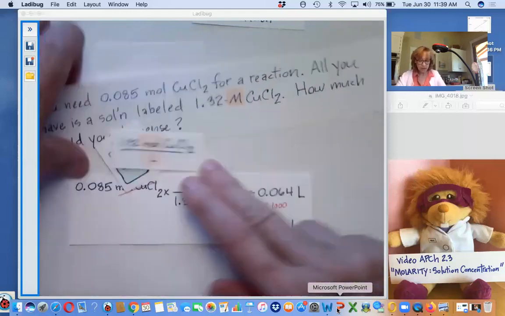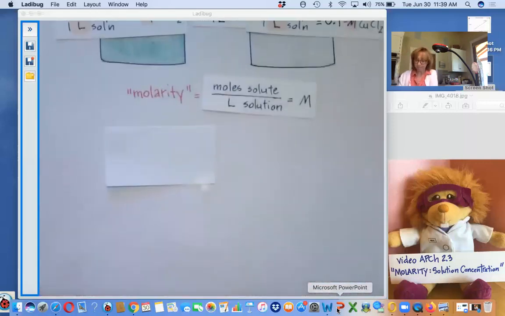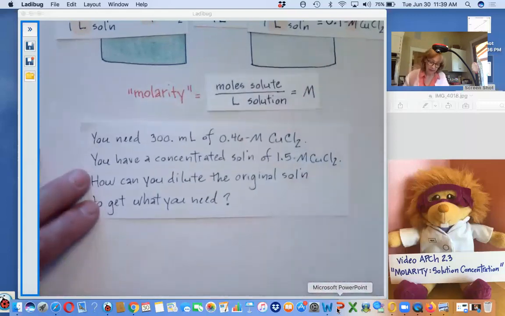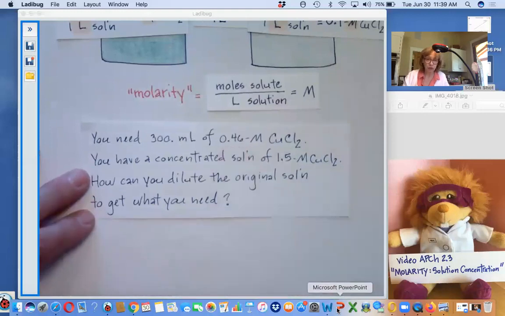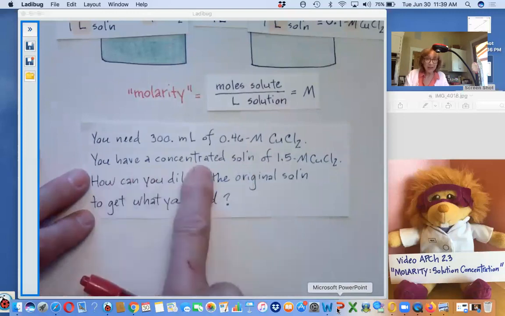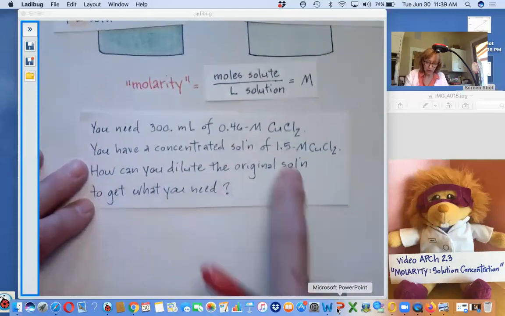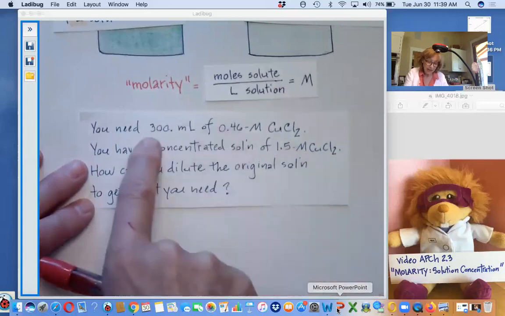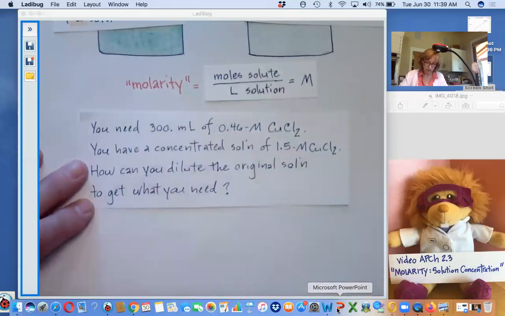All right, one final type of problem you might encounter with molarity. You need, this time, 300 milliliters of a 0.46 molar copper chloride solution. And what you have is a more concentrated solution, 1.5 molar. So how can I use some of this and dilute it with water so that I end up with 300 milliliters of this more dilute version?